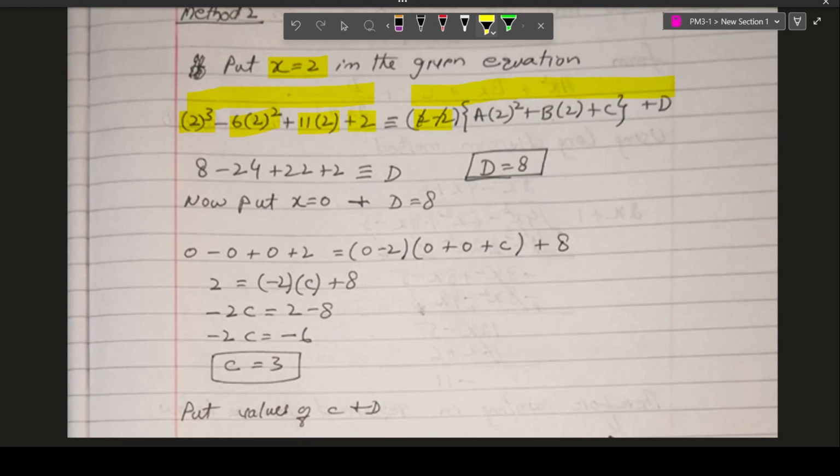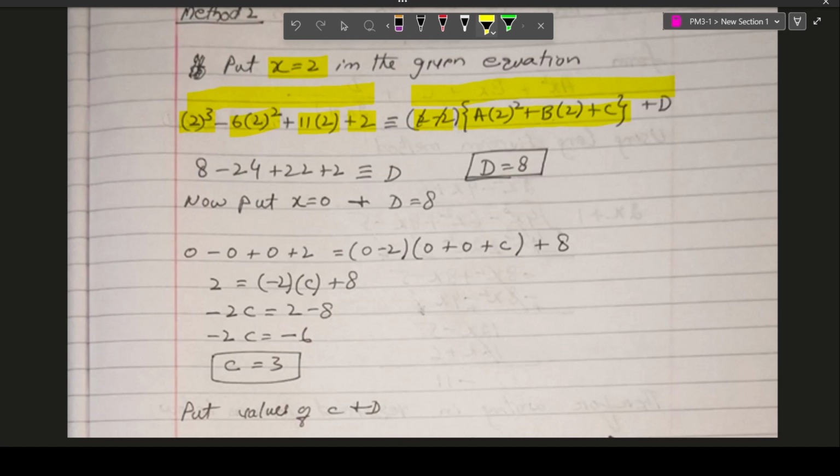Why have we used x equal to 2? Because x minus 2 will be 0, since 2 minus 2 cancels to 0, and this will make the whole of this expression 0. So I'll get the value of d only.